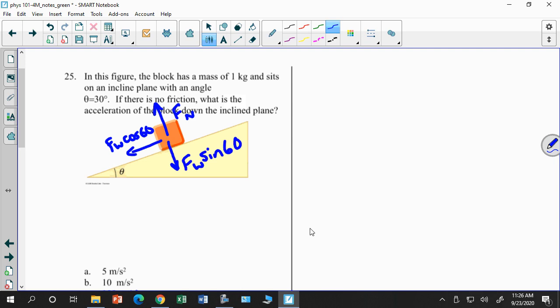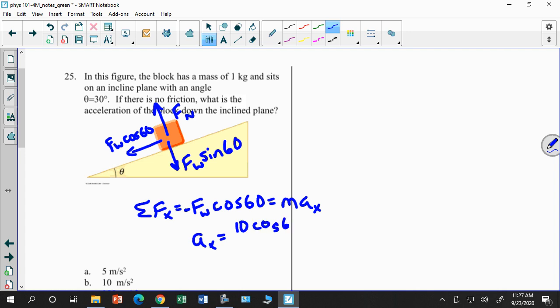And I want to know what is the acceleration down the inclined plane. I only have one force acting along the plane. So the sum of the forces in the x direction is equal to Fw cosine 60. Actually, if I want to be accurate, I need a negative here because it's going in the negative x direction, equal to max. And then I solve that for ax. That's going to be 10 cosine 60 divided by 1 kilogram, which equals 5. So 5 meters per second squared.